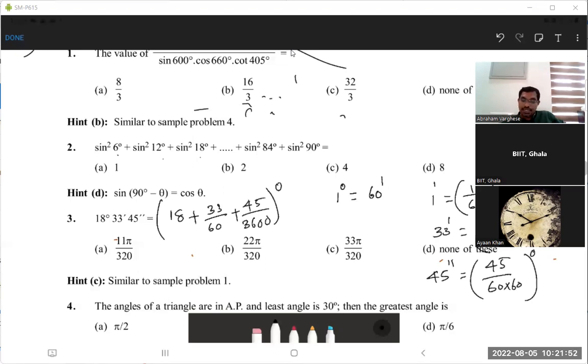How to convert to radian? Pi radian equal to 180 degree. So 1 degree will be equal to pi by 180. So how to convert? Simplify, then you multiply this with pi by 180. So that is the answer for the question, 33 pi by 320.